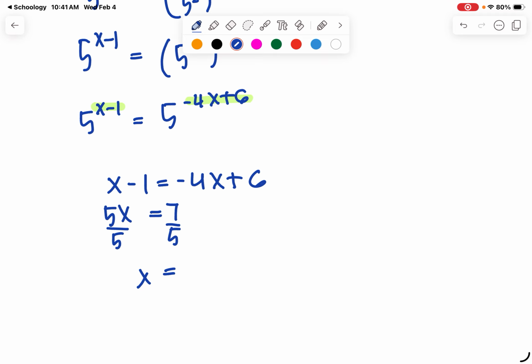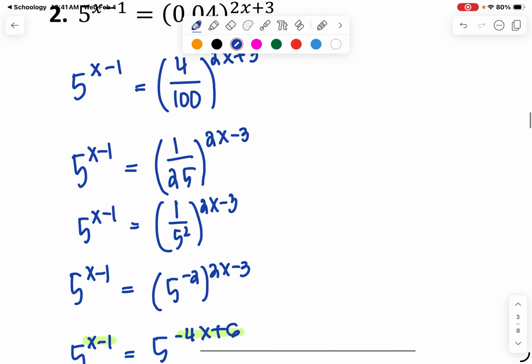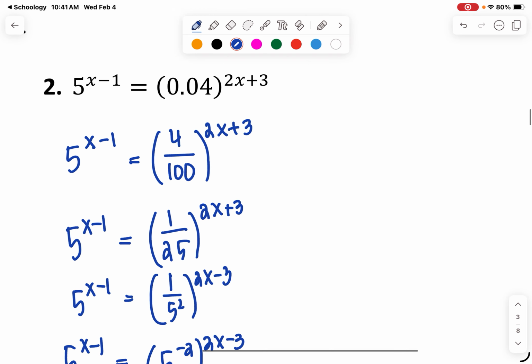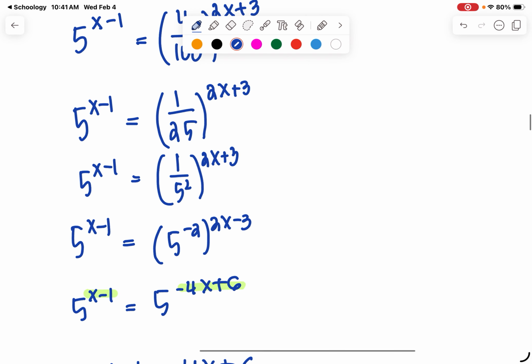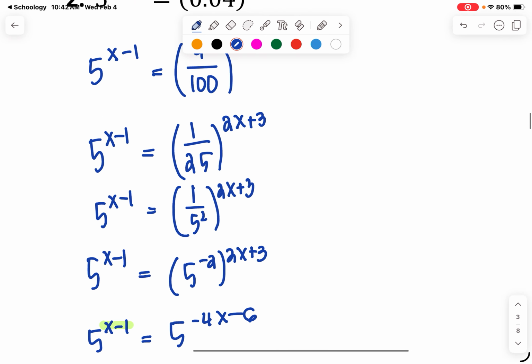Did I write something down wrong? Oh, that was a -6? No, it's not. Is it a positive? It was a +3. Okay. +3, +3. Let's go back and fix this. -6, -6. It's not 7/5. So where did I make a mistake?